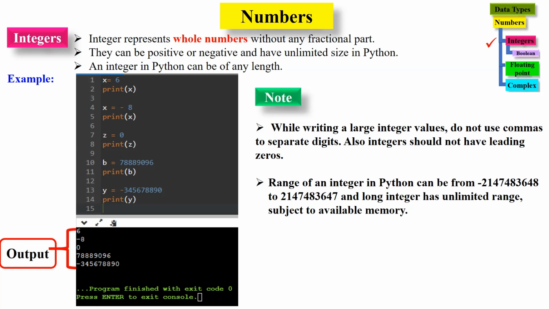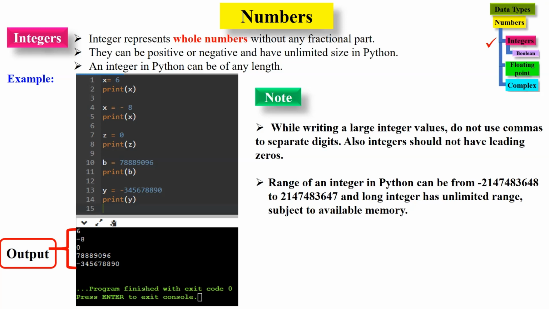In example 1, a variable named x is created and assigned the value 6. This means that the value 6 is stored in the variable x. The print function is used to display the value of the variable x on the console. In this case, it will print the value 6 as output.